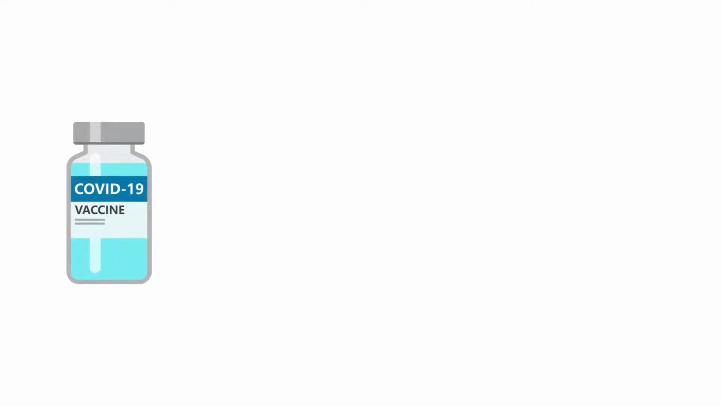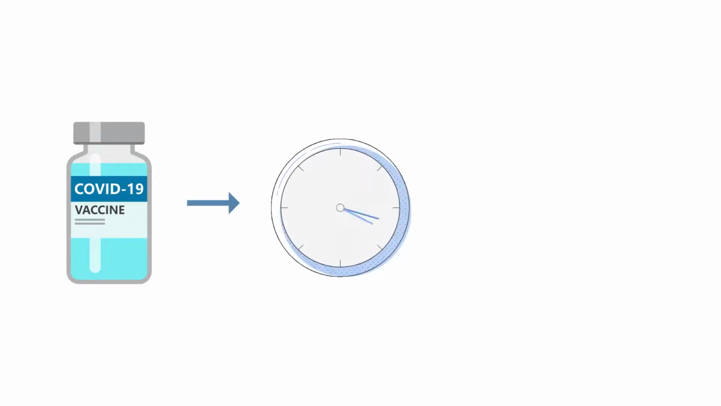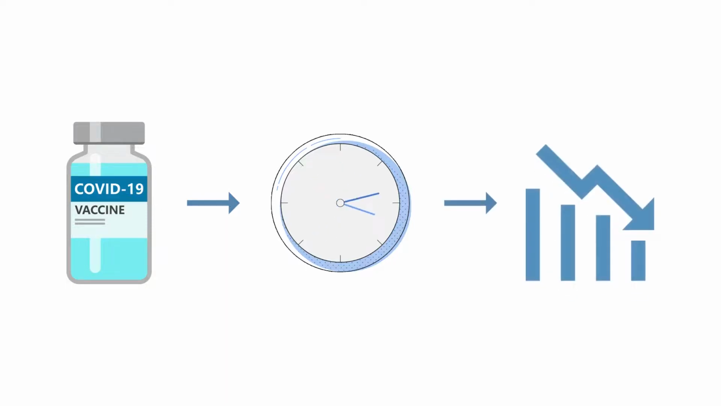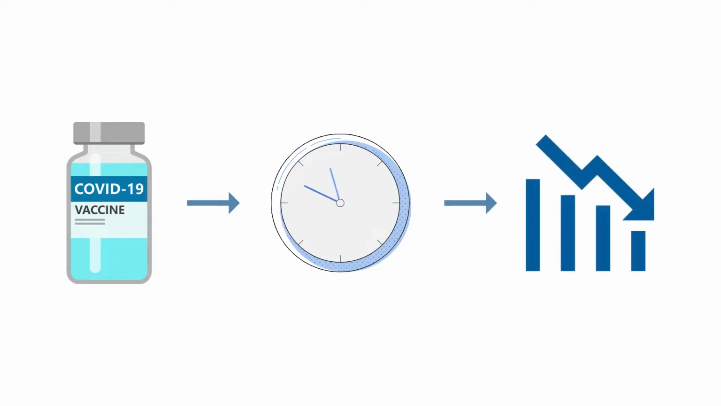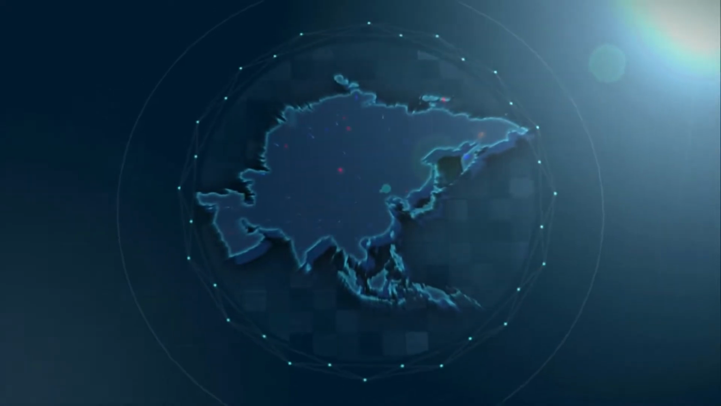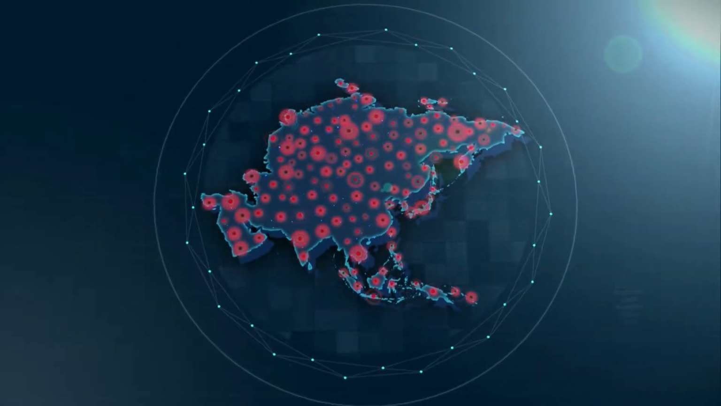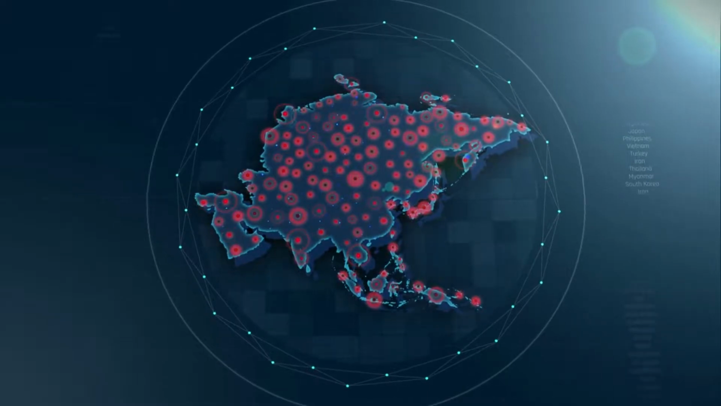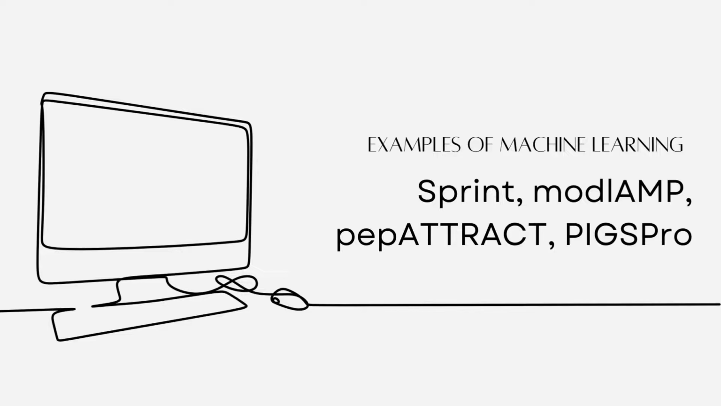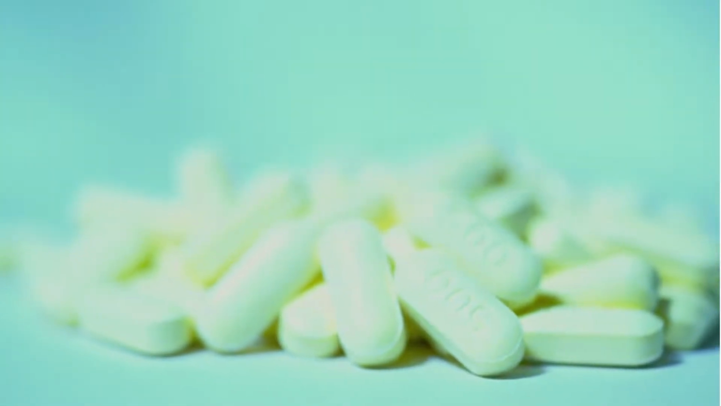However, with the rapid need for the COVID-19 vaccines, less time was spent on the production of datasets, which can reduce the precision of the prediction tools in designing the vaccines. Lastly, incomplete genomic data for underdeveloped and developing countries may cause a reduction in vaccine efficacy for this population. Examples of machine learning that are being used in antigenic peptide prediction for the development of vaccines are SPRINT, ModelAMP, PEPATTRACT, PIGS Pro, etc.